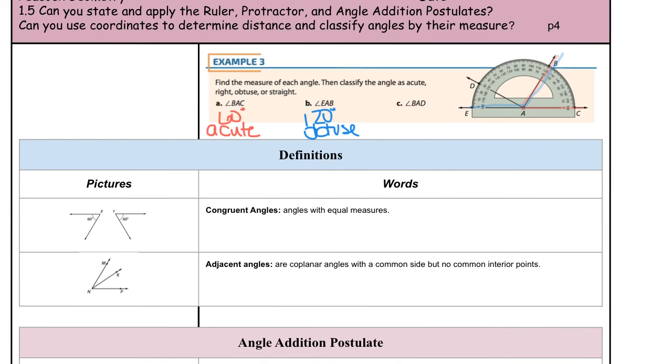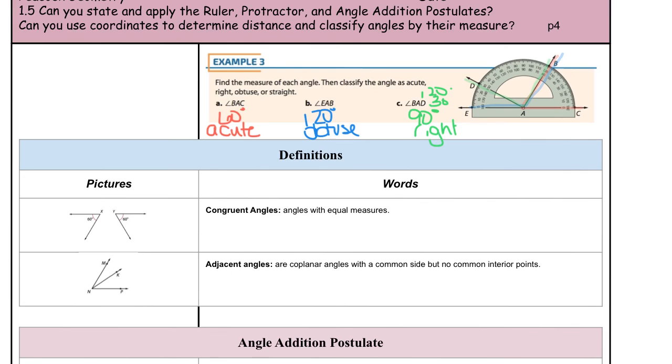And last but not least, let's look at BAD. We have BAD. Now that one is a little bit different. If we look at the way this angle is sitting on our protractor, it's not quite normal. So it goes from 30 to 120. Well, if we take 120 degrees and we subtract 30 degrees, that's right, 120 minus 30 is 90 degrees. So this is a right angle.